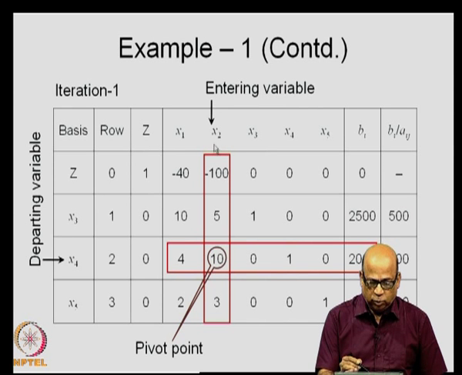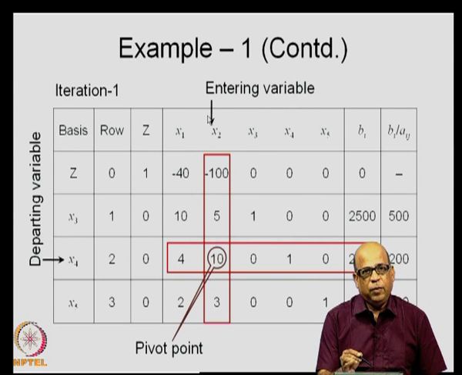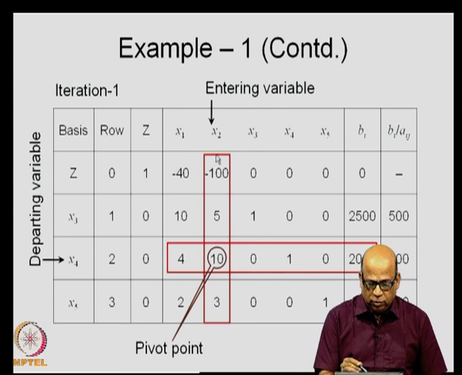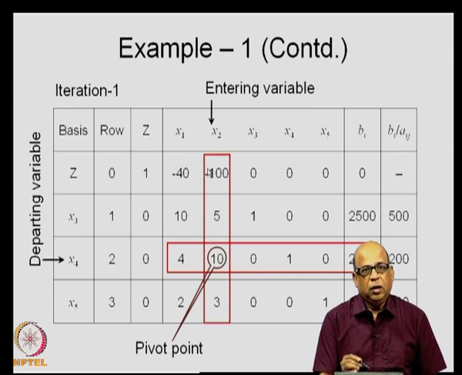Therefore, we identify in this particular case the variable x 2 as the entering variable. Then we identify this as the pivotal column, and obtain bi by aij if it is non-negative.